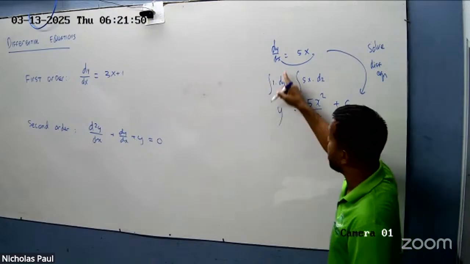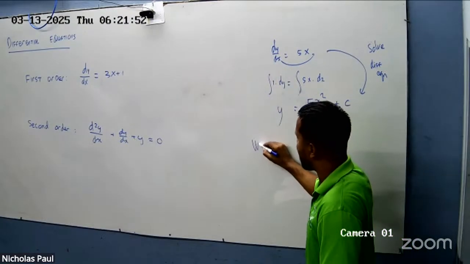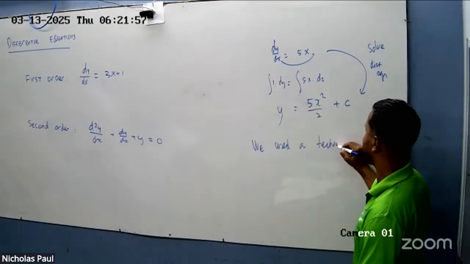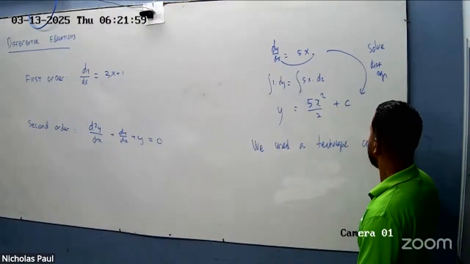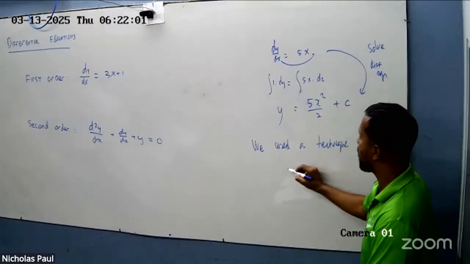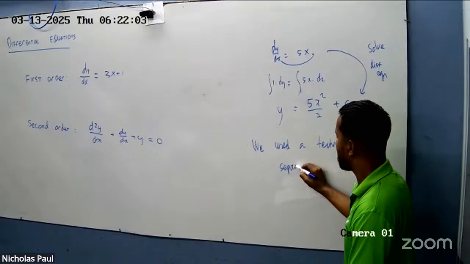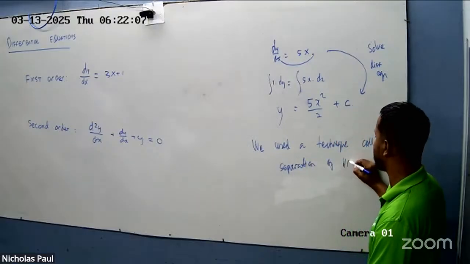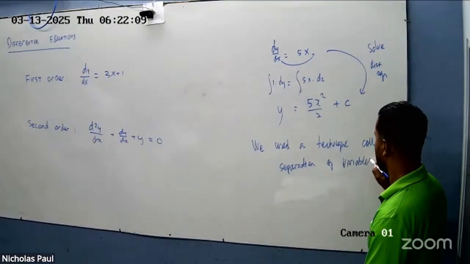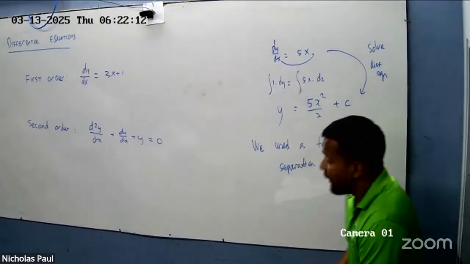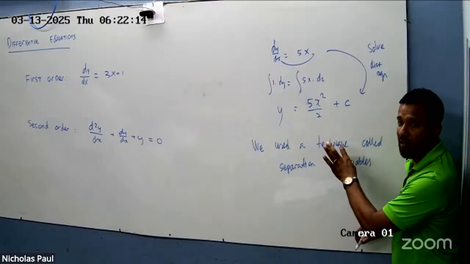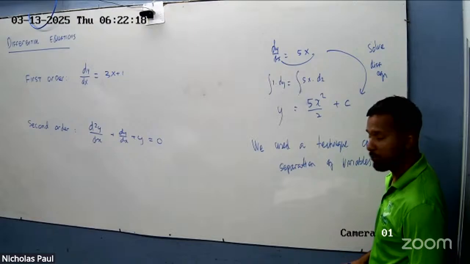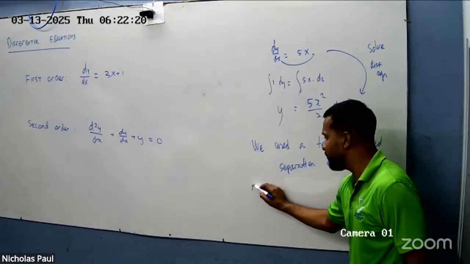What we did here is that we used a technique called separation of variables. A technique of separation of variables: bring all the x's to one side and leave all the y's on the other side.